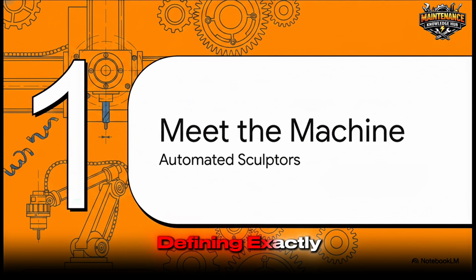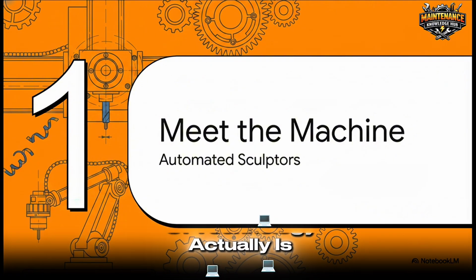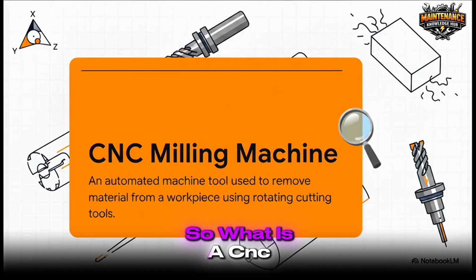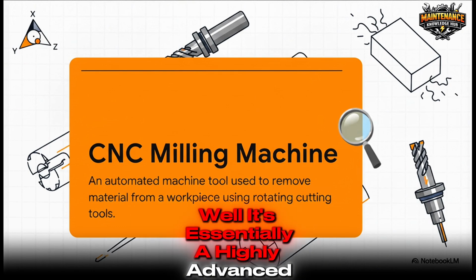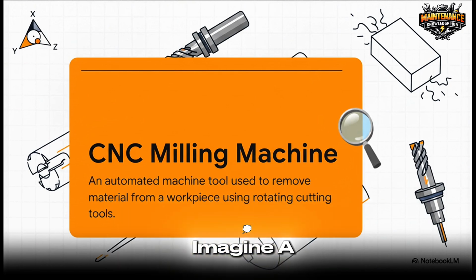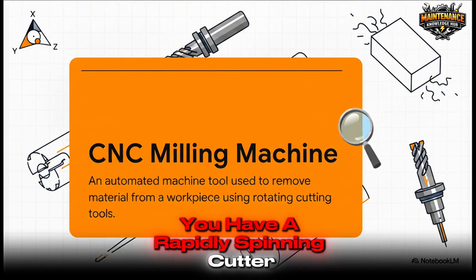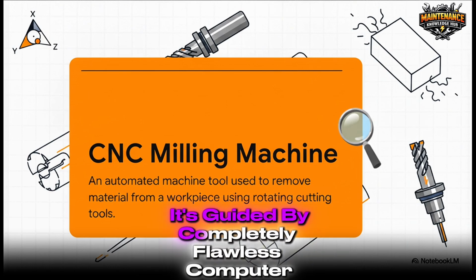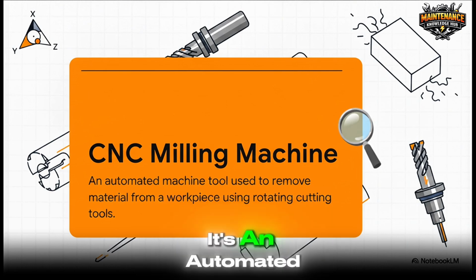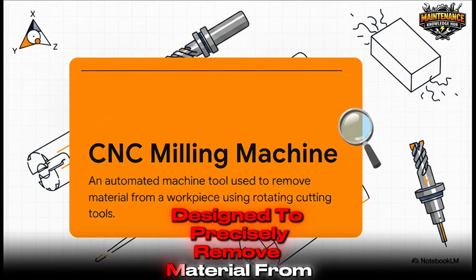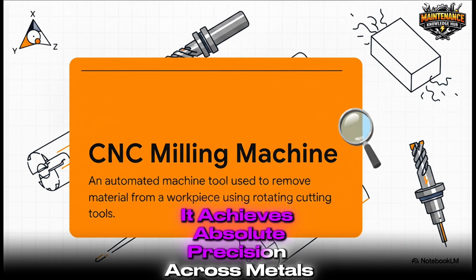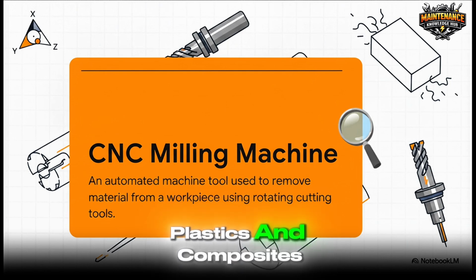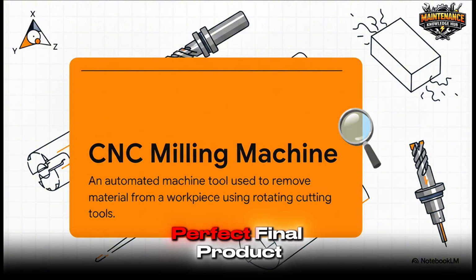Let's start by defining exactly what this incredible piece of technology actually is. So what is a CNC, or Computer Numerical Control Milling Machine? Well, it's essentially a highly advanced digital sculptor. Imagine a classic sculptor chipping away at a block of marble. But instead of a chisel, you have a rapidly spinning cutter, and instead of a human hand, it's guided by completely flawless computer code. It's an automated machine tool designed to precisely remove material from a workpiece. By using these high-speed rotating cutting tools, it achieves absolute precision across metals, plastics, and composites, basically carving a raw block into a perfect final product.